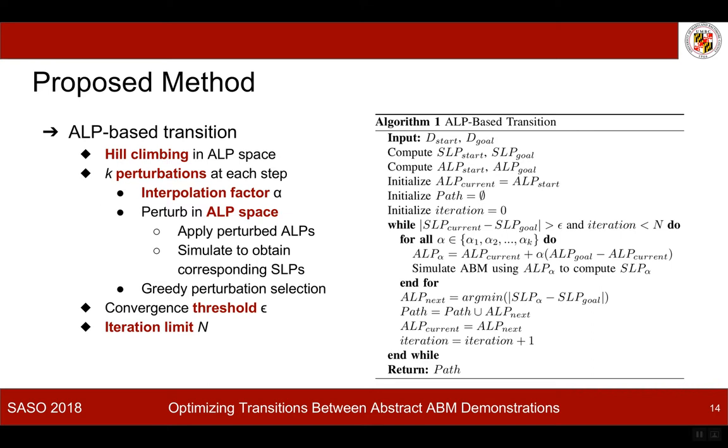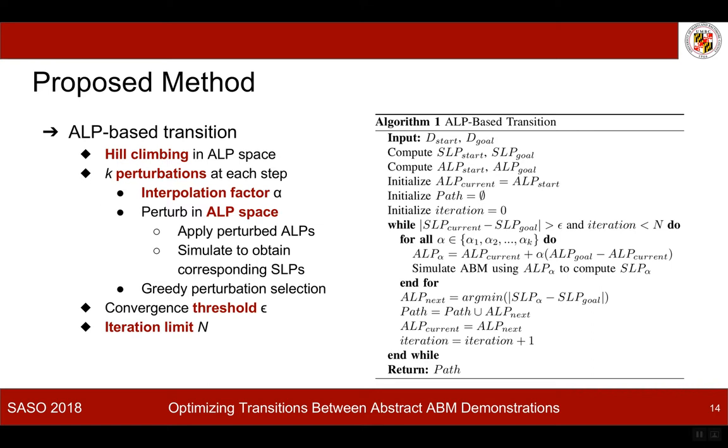The second technique we opted to try was ALP-based transition. Here we would be hill climbing in the ALP space. The user would input two demonstrations, the start and end goal. From those images, we would compute the start and goal SLP, then use the AMF framework to predict the start and goal ALP. After some initialization, we would enter a loop where we would take alpha steps towards the goal in the ALP space, the vector between ALP start and ALP goal.